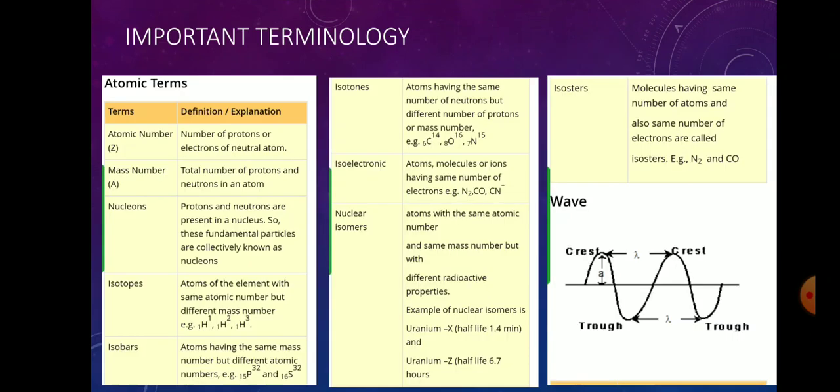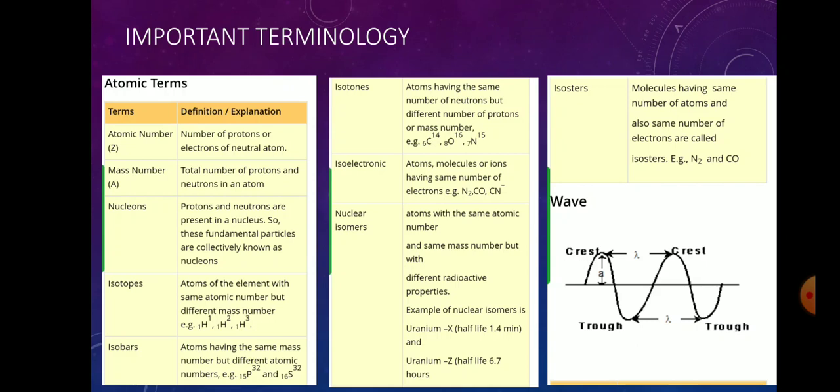Important terminology. Terms and its definition. Atomic number, denoted by Z, is defined as number of protons or electrons of neutral atom. Mass number, denoted by A, is defined as total number of protons and neutrons in an atom. Nucleons. It is defined as the protons and neutrons present in a nucleus. So, these fundamental particles are collectively known as nucleons.